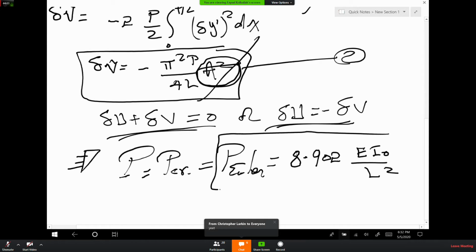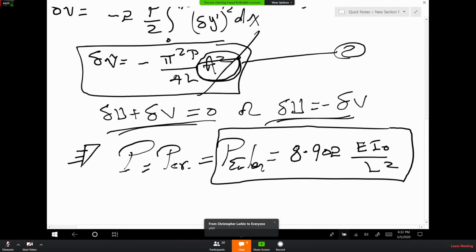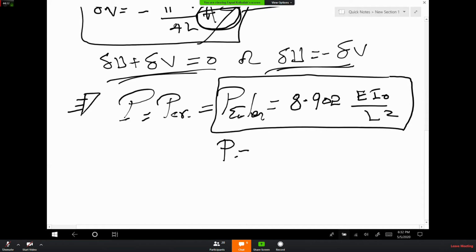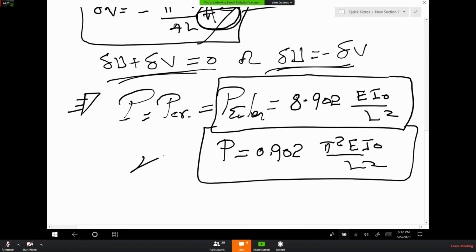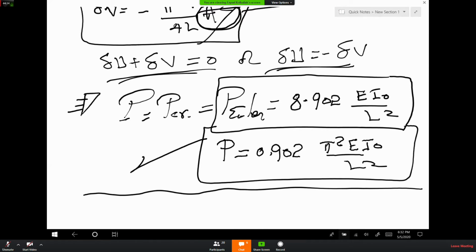If I want it to look like what you and I know, which has pi square in it, then P will be 0.902 pi square EI 0 over L square. Any question? The only difference between the two answers is that one of them doesn't have pi square, so this term here together is equal to this term. Any questions?